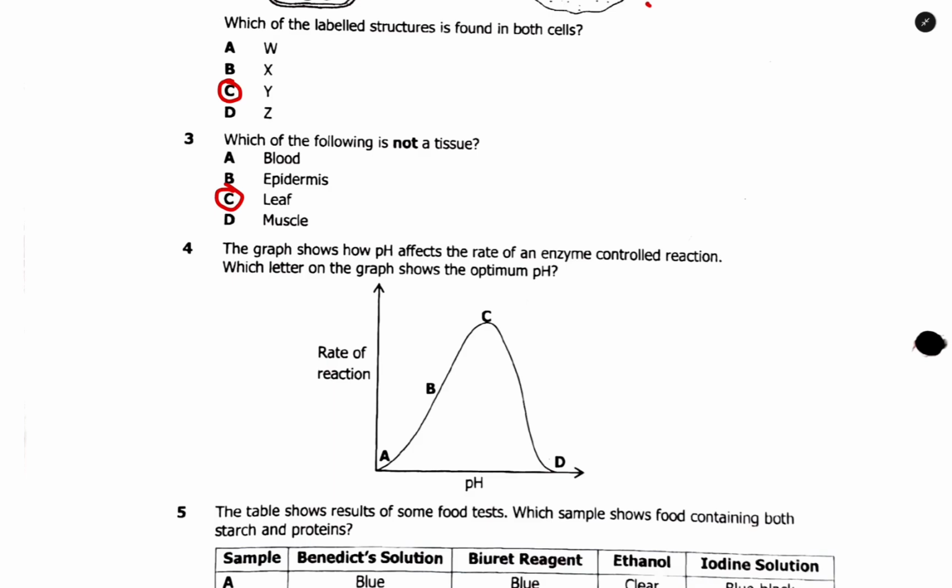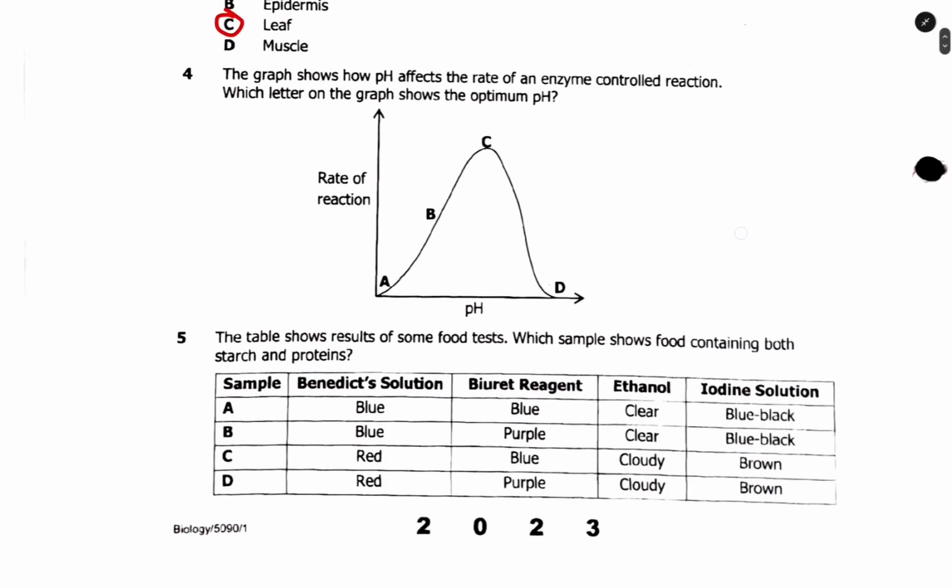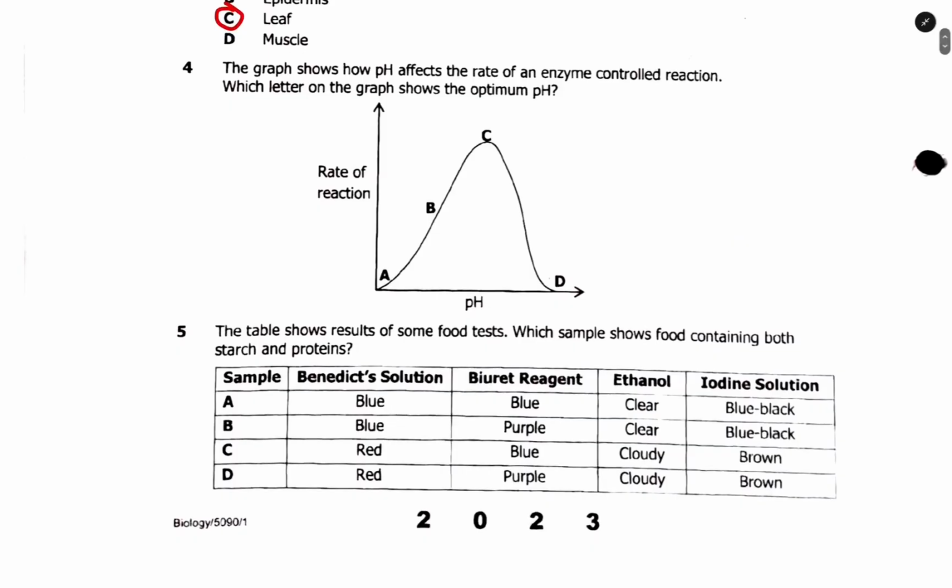Question 4. The graph shows how pH affects the rate of an enzyme-controlled reaction. Which letter on the graph shows the optimum pH? Now, if you followed my lessons, I think I have the lessons on the enzymes, or maybe at school. You are aware that the optimum pH is normally found on top of the graph, if you are given a graph like this. So the one on top, that is what we call the optimum pH. And that's the pH at which the enzyme works well. So the optimum pH is C. So the answer therefore is C.